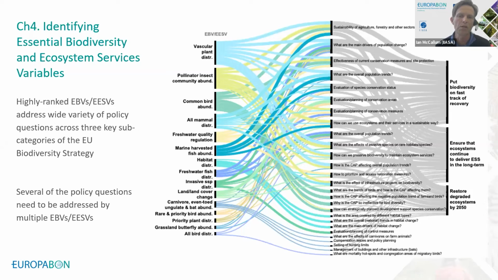And so we're also in the process of trying to unpack this and analyze it a bit further to understand where perhaps there is low-hanging fruit, where one can really rather quickly address some of these policy needs. Others will perhaps require more effort and more funding. So there's also an effort going on right now on cost-benefit analysis of all this work. And then we've pulled it together on the far right here, looking at the major EU policy missions and how these various policy questions come into putting biodiversity on the fast track to recovery, ensuring ecosystems continue to deliver other ecosystem services, and also the very important topic of restoration.